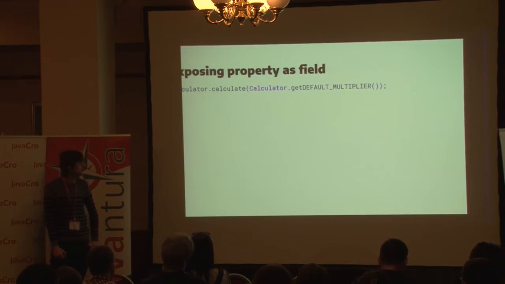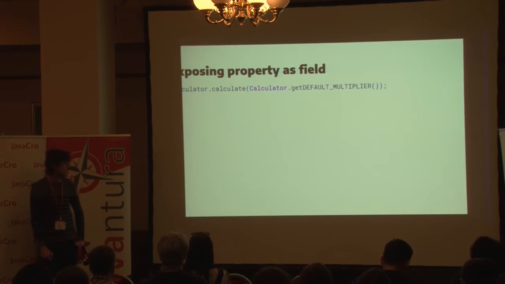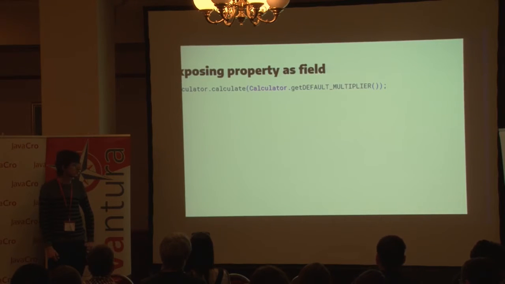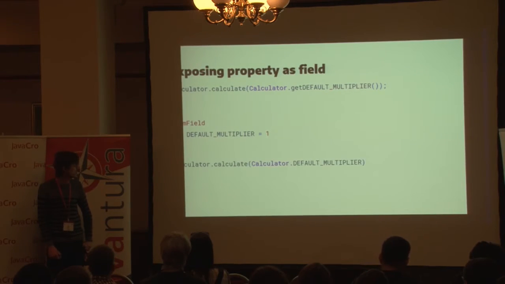And next, there's this weird getDefaultMultiplier. What happened there is that even though we're using this as a constant, the Kotlin compiler turned it into a field with a getter. So if we want to avoid that and expose it as a field, we just add the JvmField annotation. And after doing that, we can just say calculator.defaultMultiplier.